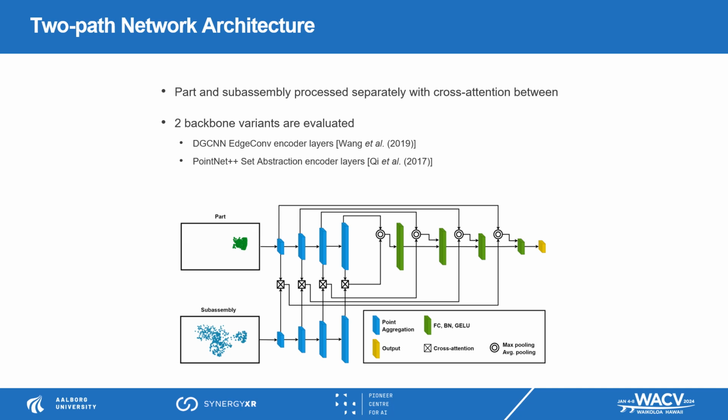Our proposed network architecture employs a two-path approach, processing part and subassembly point clouds separately to capture distinct features. The main path processes the part point cloud to capture specific geometric features of the part. The purpose of the subassembly path is to add context regarding the spatial relationship between the part and the rest of the subassembly, using cross-attention between part and subassembly features. Inspired by recent advances, the architecture uses matching encoder and decoder layers. For the encoder layers, we test using two different methods, the edge-conv layers from the DGCNN network and the point set abstraction layers from the PointNet++ network.